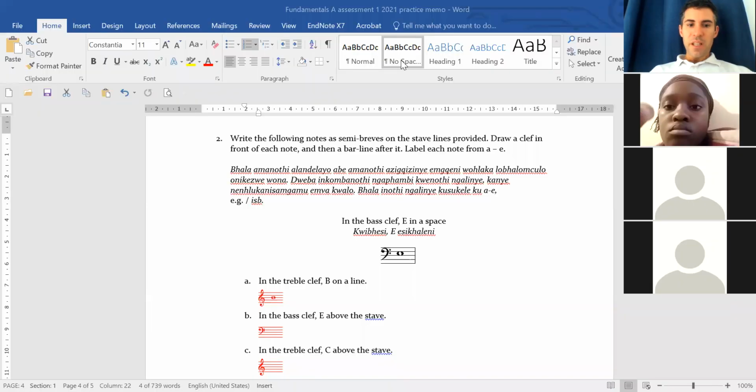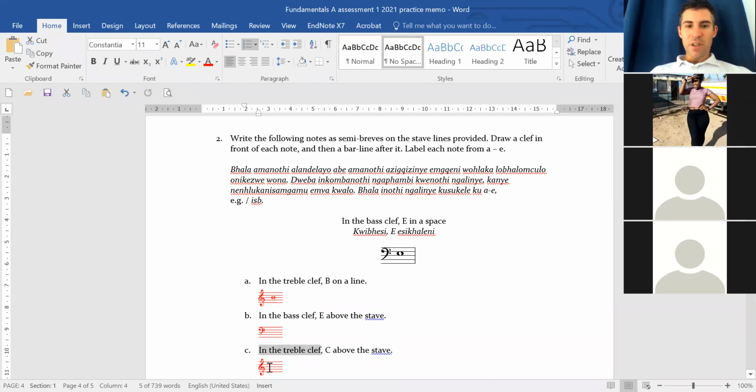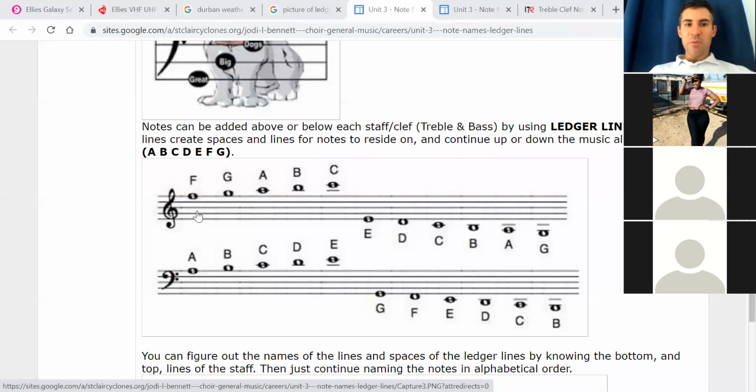The next one is in the treble clef. So we draw a treble clef straight away. There's the treble clef. Okay. C above the stave. So we know we're not working in the stave, but above it. So I'm going to share the screen with you again so you can see. Here's the treble clef, and we're going above the treble clef. Every good boy deserves food. There's the top line. G, A, B, C. So it's also got two ledger lines and it's on the second ledger line.